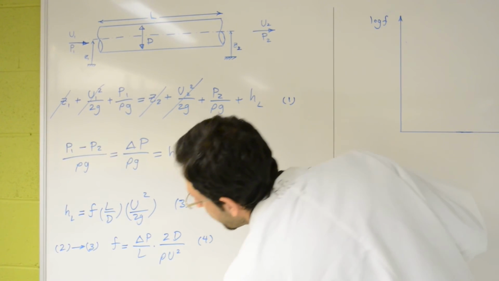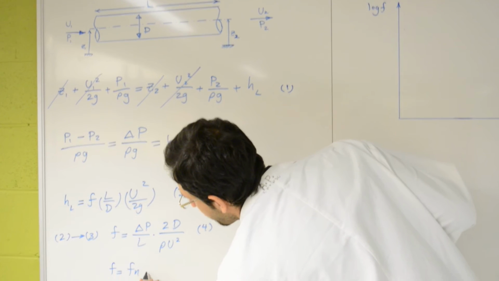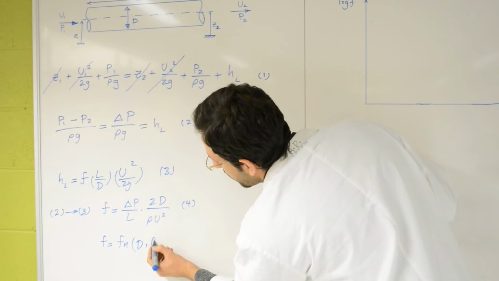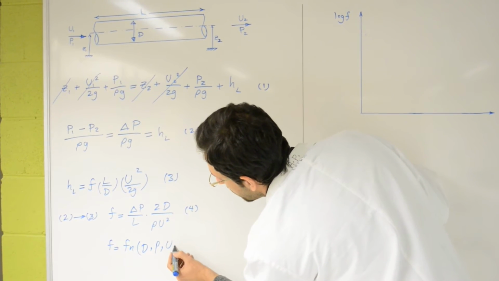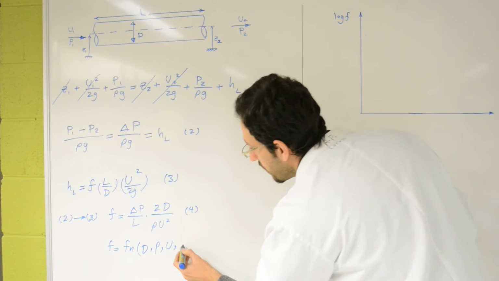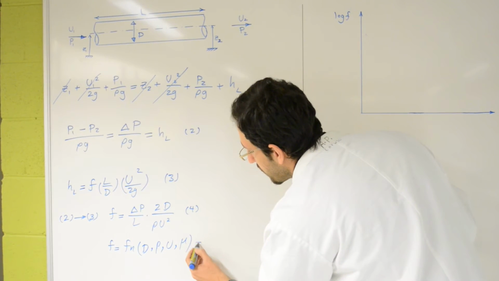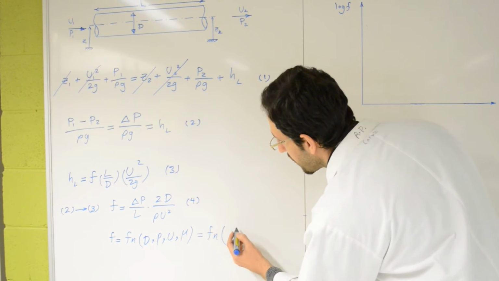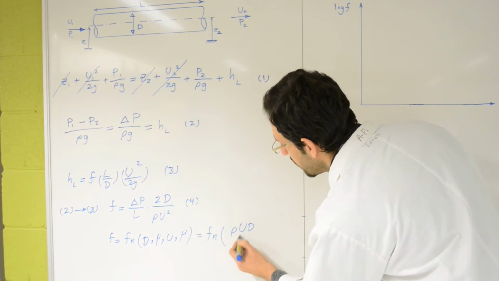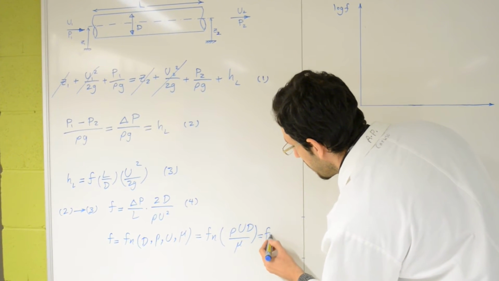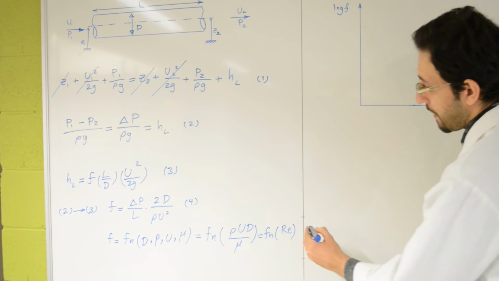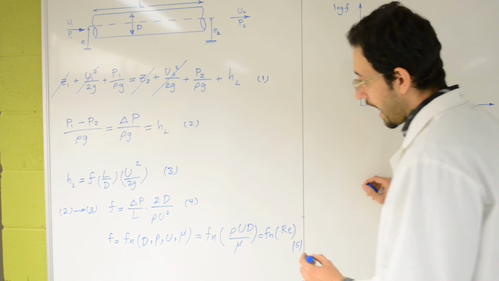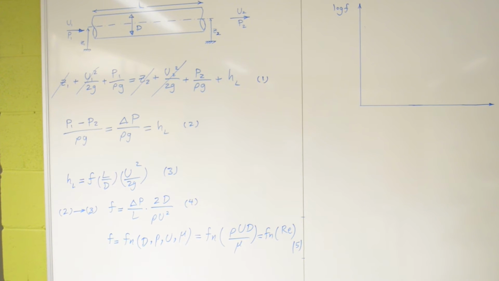From this equation, I can see that f is a function of D, rho density, U velocity, and also because of delta P over L, we have viscosity involved. So from these four parameters, I can make the Reynolds number, which is rho U D over viscosity. And this is equation 5. So equation 5 tells us that the friction factor f is a function of the Reynolds number.